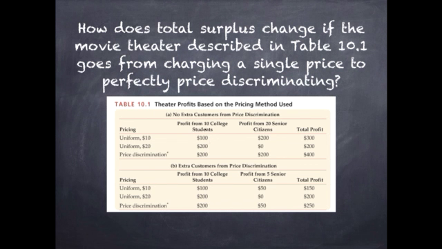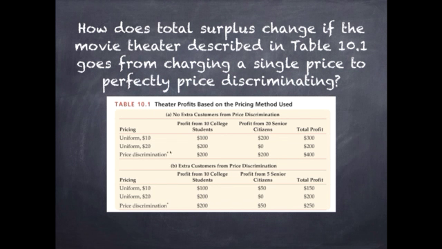So if we take the $100 worth of consumer surplus from the college students, add that to the $0 worth of consumer surplus generated by the senior citizens, and add that to the total profit, so 100 plus 300 would give us a total surplus of 400. Let's take a look at the total surplus when we have perfect price discrimination.